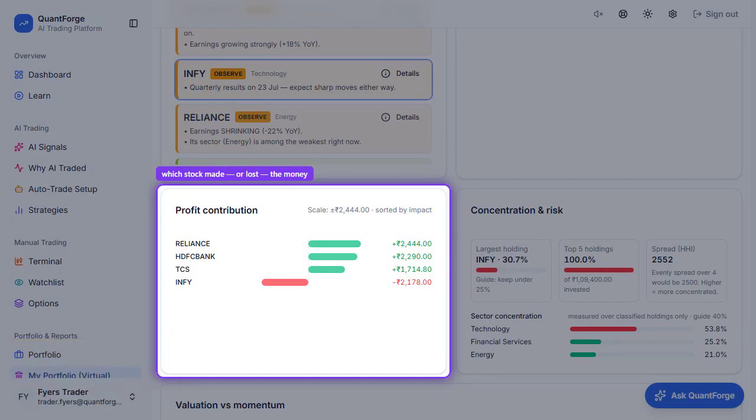A big holding that has gone nowhere dominates the ring and barely registers here, and a small one that collapsed is invisible in the ring but obvious here. The scale is written at the top. Always. A bar's length is a real measured amount, never a decoration, so the scale is stated and you can read the size for yourself.